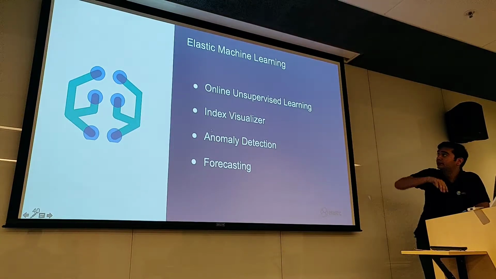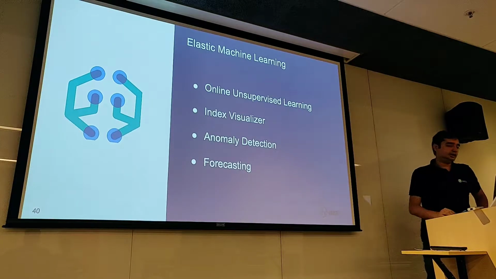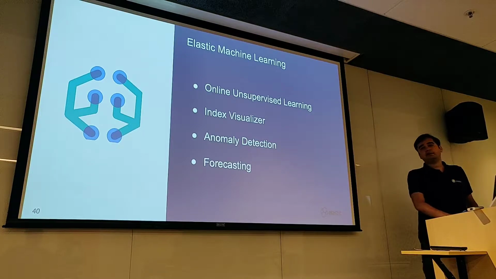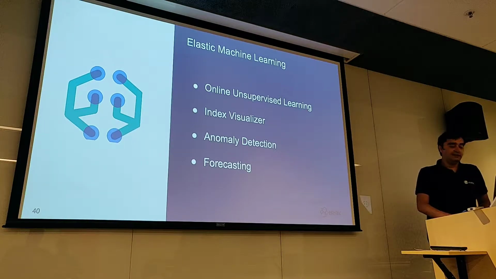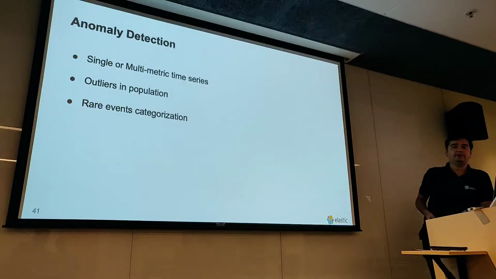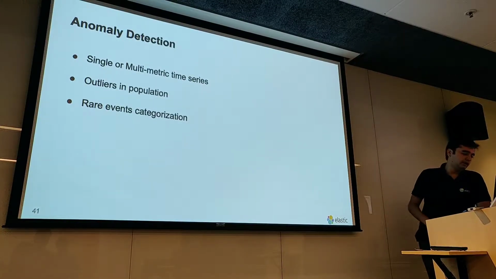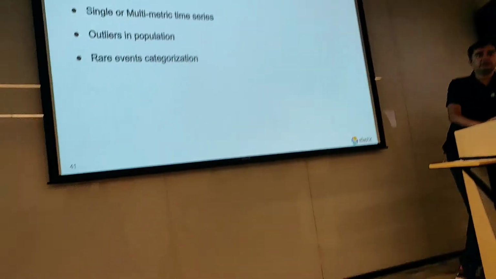So what does Elastic's machine learning do? It's online unsupervised learning. It does everything in real time. It also helps in auto-visualizing of your data. It does anomaly detection and it does forecasting. Inside anomaly detection, what is possible? Single or multi-metric. You can combine multiple data sets as well and determine what is behavior in relation with each other. It determines what is the outlier in a population, and it even figures out what are the rare events. So some rare process running on the server, it can determine it usually doesn't run on the server. It could be an anomaly.